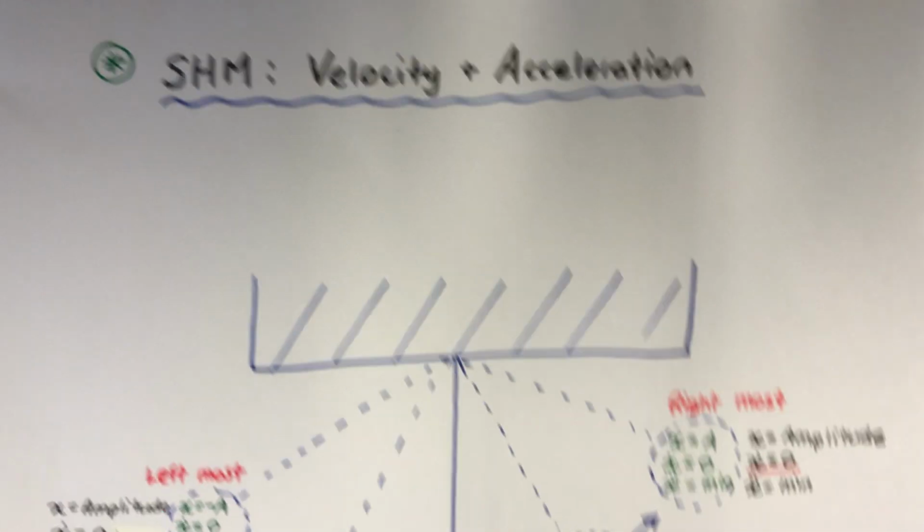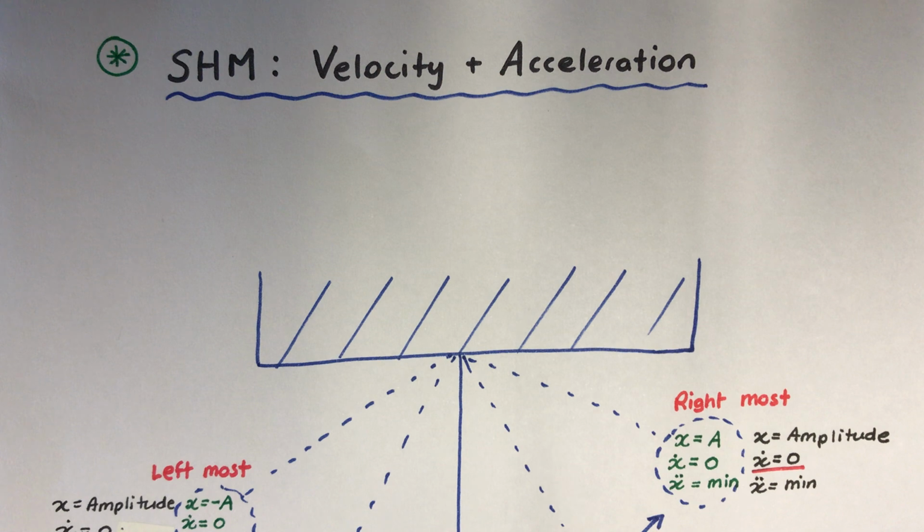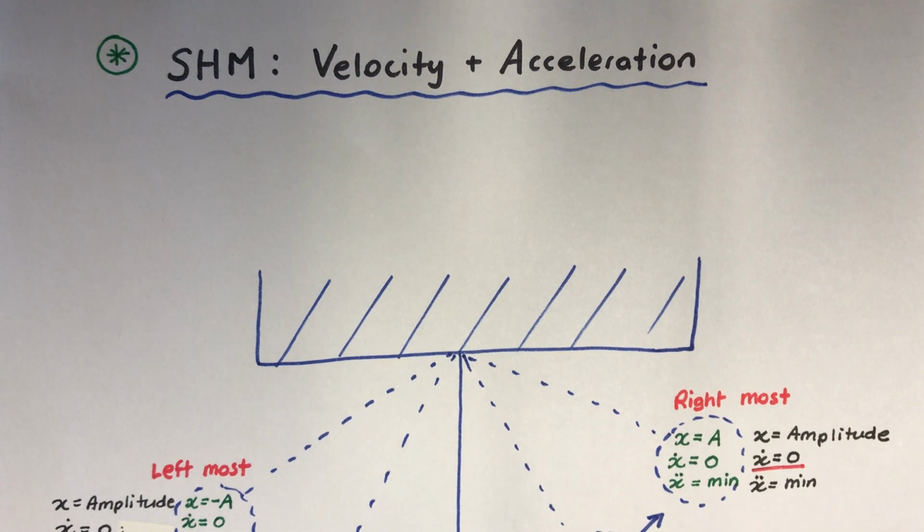Before I go any further, I would like to show you this little diagram that looks a little bit complicated, but it's not too bad. What will happen during the simple harmonic motion? What will happen to velocity and acceleration?